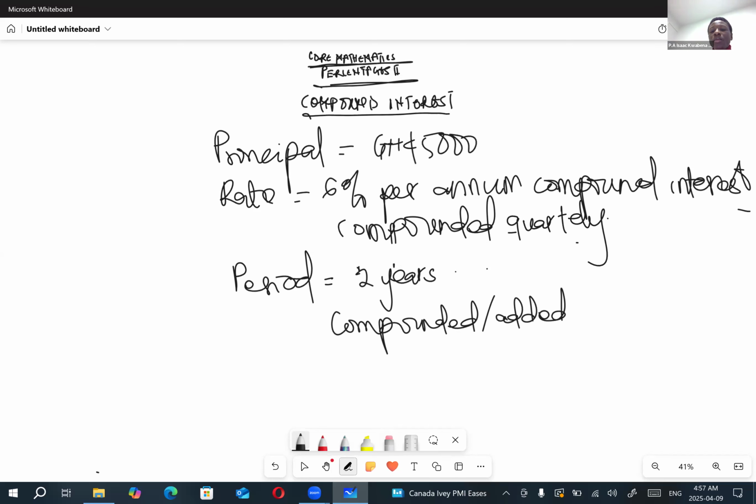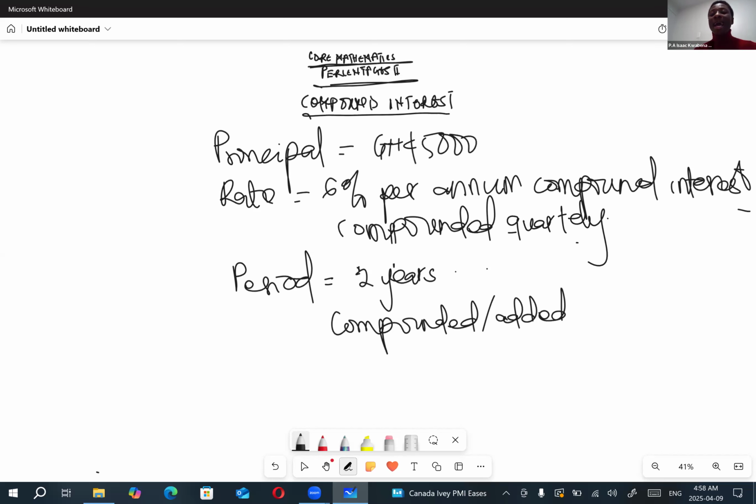Now, pay attention to this before we begin. So they said the interest is 6% per year, but we'll be adding the interest to your money. You get that? Quarterly, that's what it means. I'm explaining all over again. The interest rate is 6% per year, but we'll be adding the interest to your money quarterly.